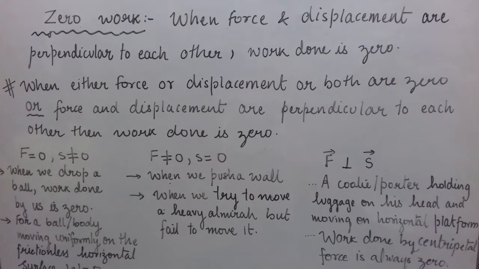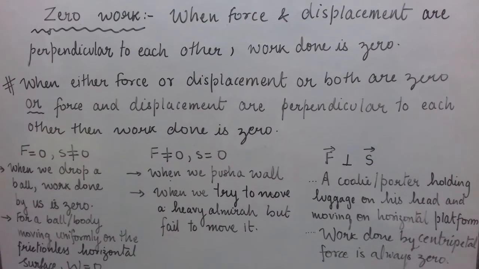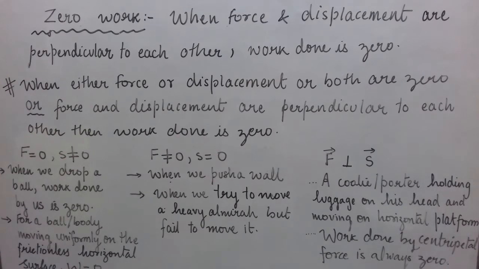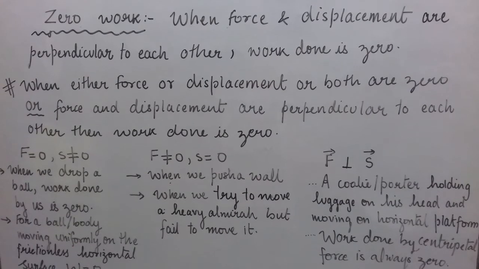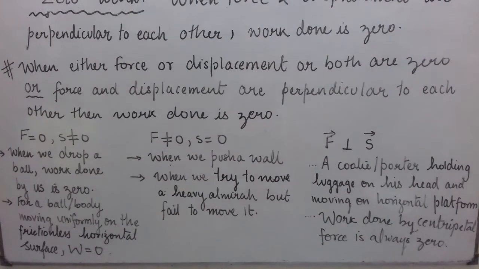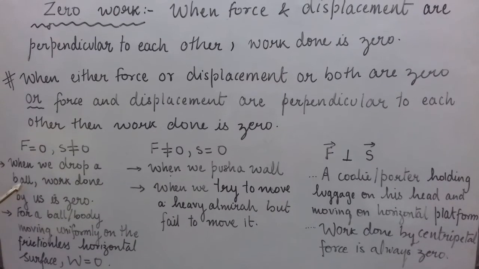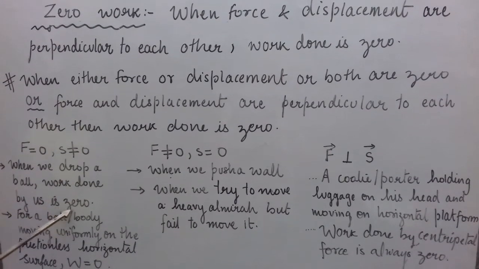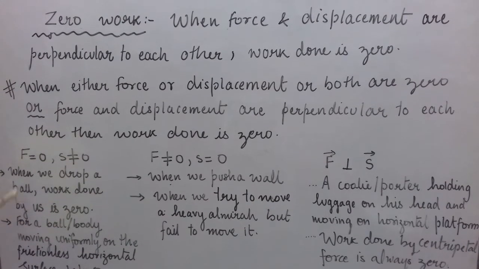Now, when the ball is going downwards, there is displacement produced. Displacement is not 0. But you have not applied any force. You have just left the ball or body. So, in that case, work done by you will be 0. But when the ball is falling downwards, as we have discussed earlier, work done by gravity will be positive. So in this case, when we drop a ball, work done by us is 0.